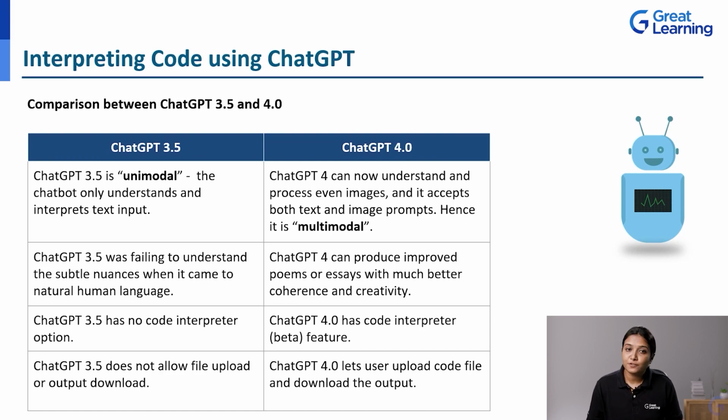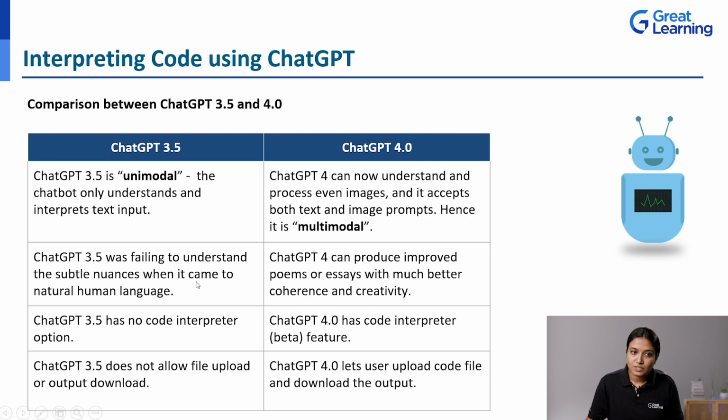But ChatGPT 4 can now understand and process even images. It accepts both text and image prompts. Hence, it is multimodal, right? So the first comparison is unimodal 3.5 and multimodal 4, right?